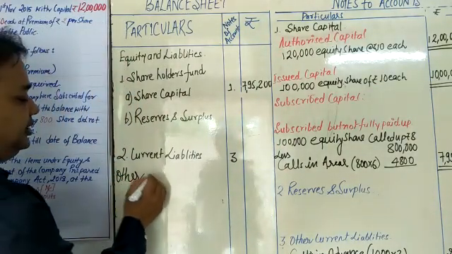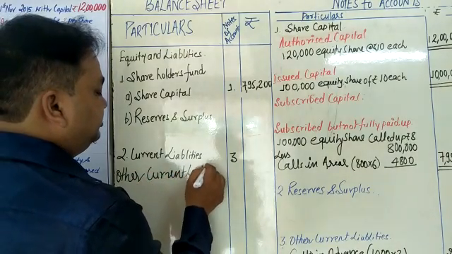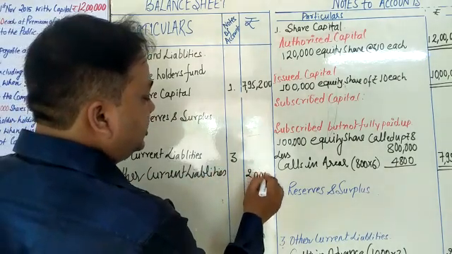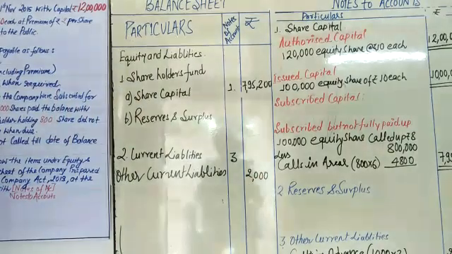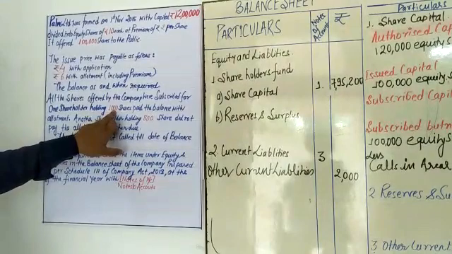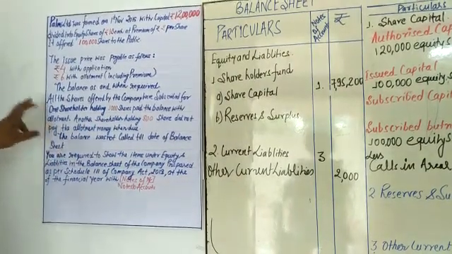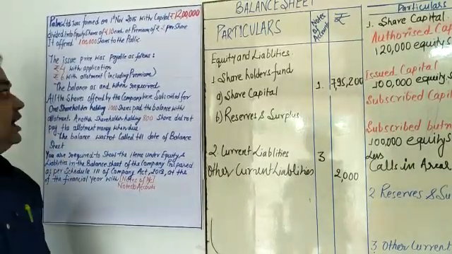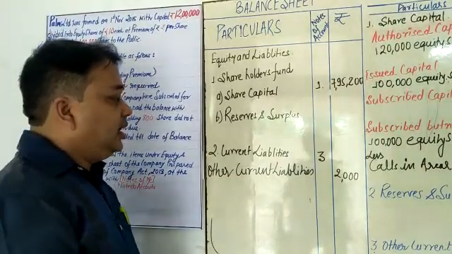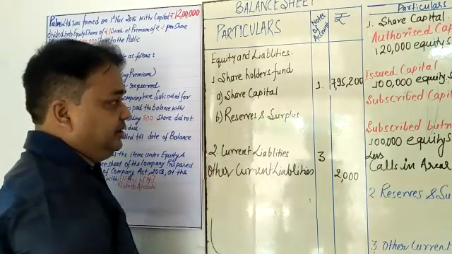other current liabilities, that is 2000 rupees, which is calls in advance. How do you get calls in advance? One shareholder holding 1000 shares paid the balance with allotment. It means he paid all the amount at the time of allotment. That is the current liability. You mention here other current liabilities in the main heads. That is called current liability.